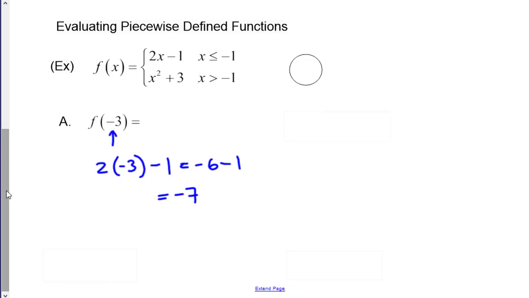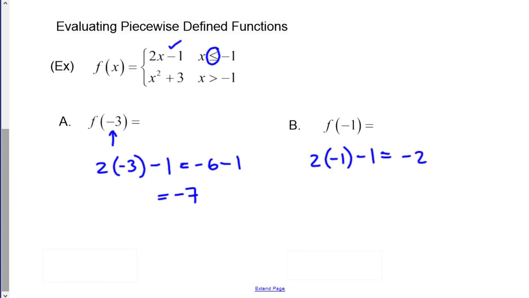Okay, next example, f of -1. Well, because this is less than or equal to -1, that means I'm on this domain still, so I'm still going to be evaluating using this top function. So I would evaluate 2 times negative 1 minus 1, which would be negative 2 minus 1, or negative 3.